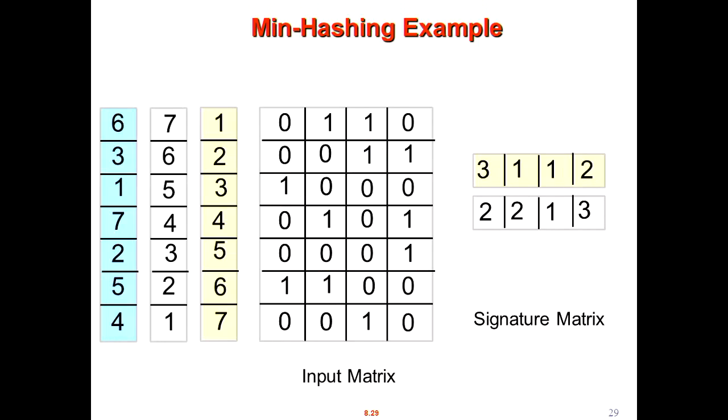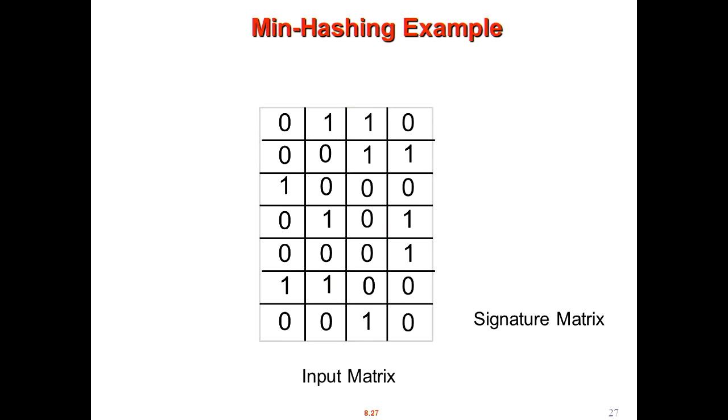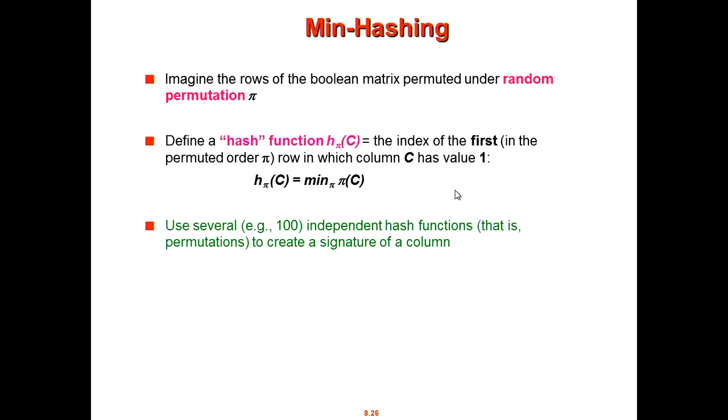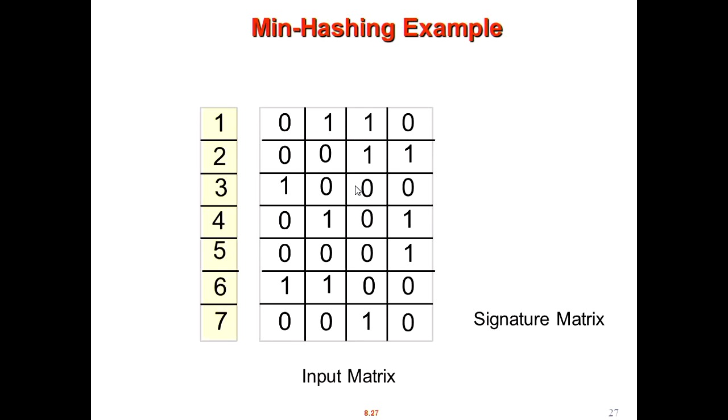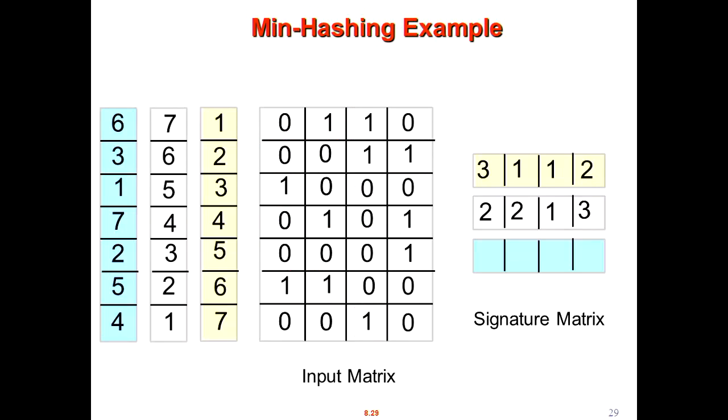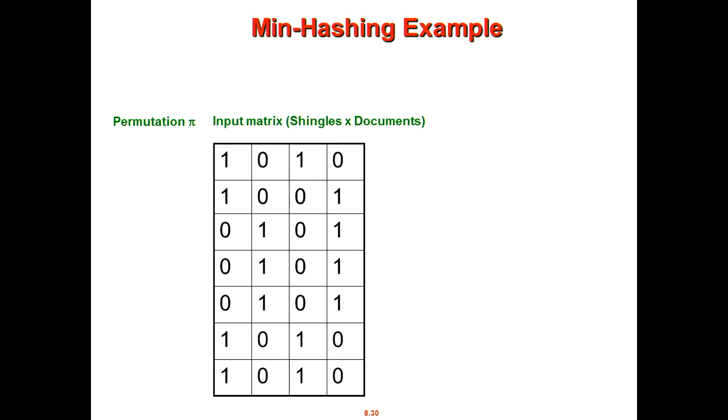So now let's go back to the previous slides. Let's look at the sentence again. So what does the sentence say? The index of the first row in which column C has a value 1 of the current permuted order. So h_pi(C): the column C, according to the current permutation pi, and the hashing result is the index of the first value 1, according to the current permutation, for column C. Okay, so that's an example of explaining the result.